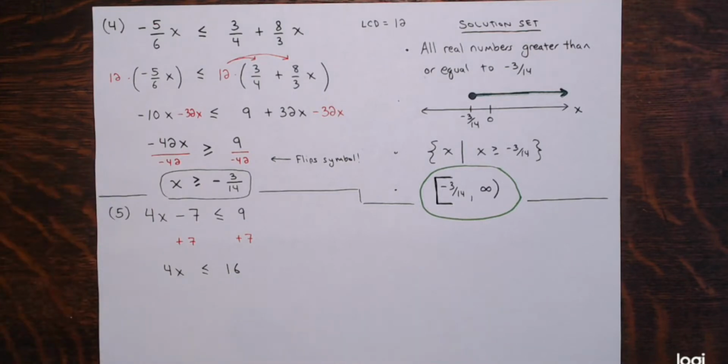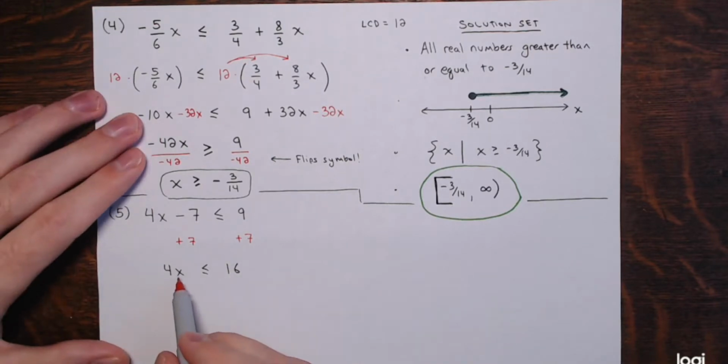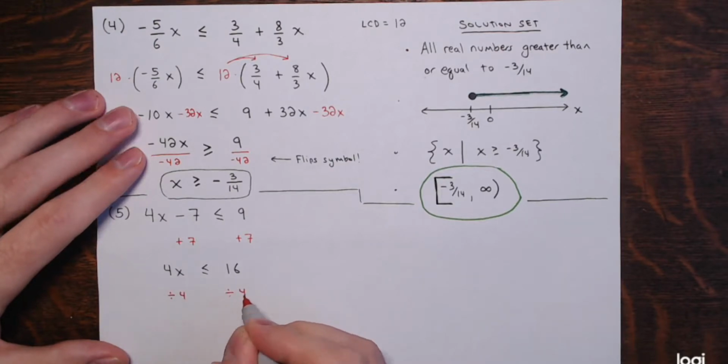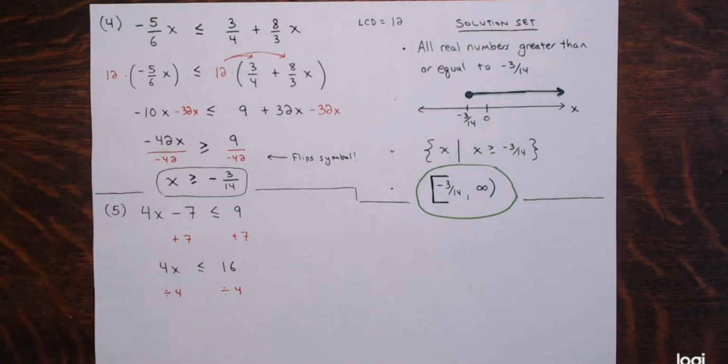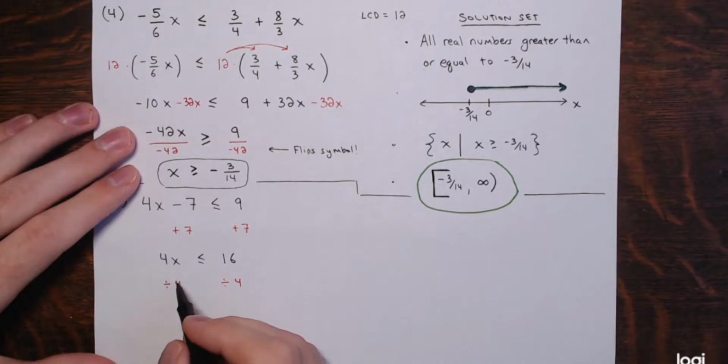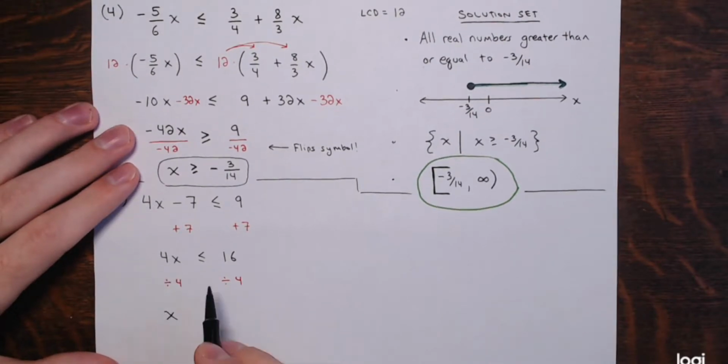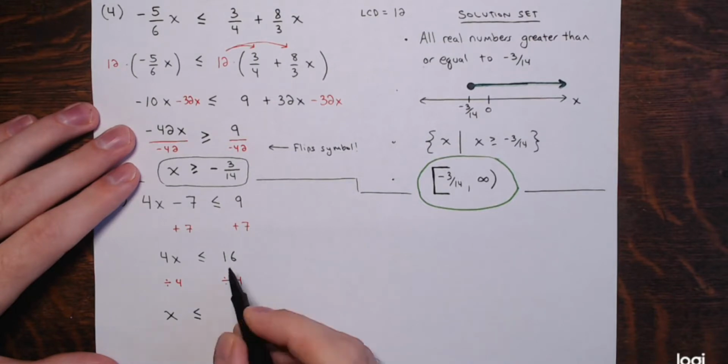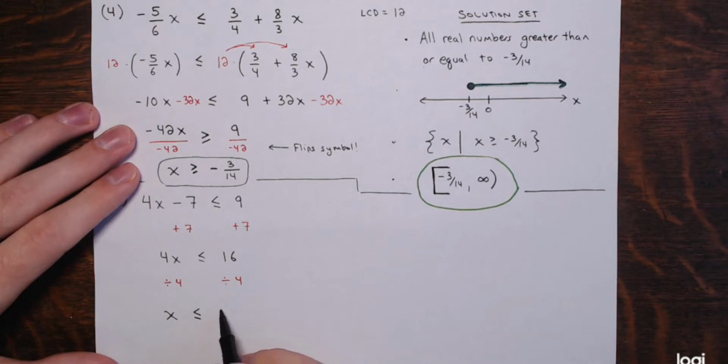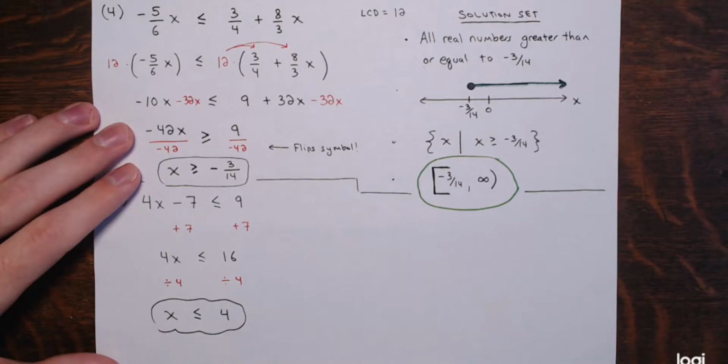Right, and then to get x alone, we divide both sides by 4. I'll put division symbol divided by 4, divided by 4. And that's a positive 4. So this would be x on the left, and dividing by a positive number does not change the symbol. So it still is less than or equal to, and then 16 divided by 4 is positive 4. So we can describe the solutions here.